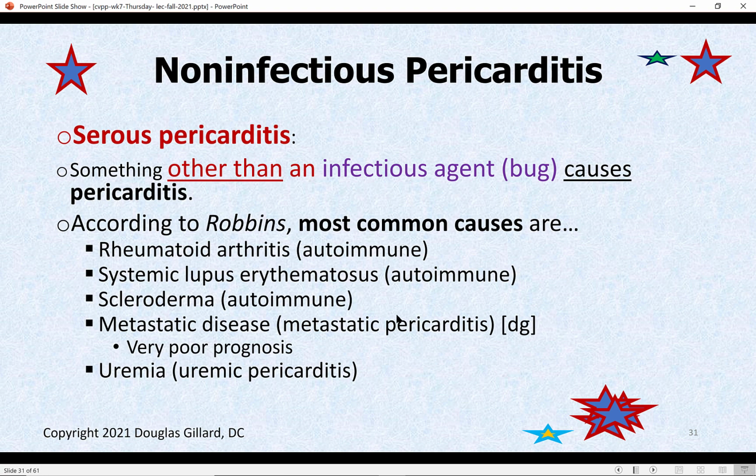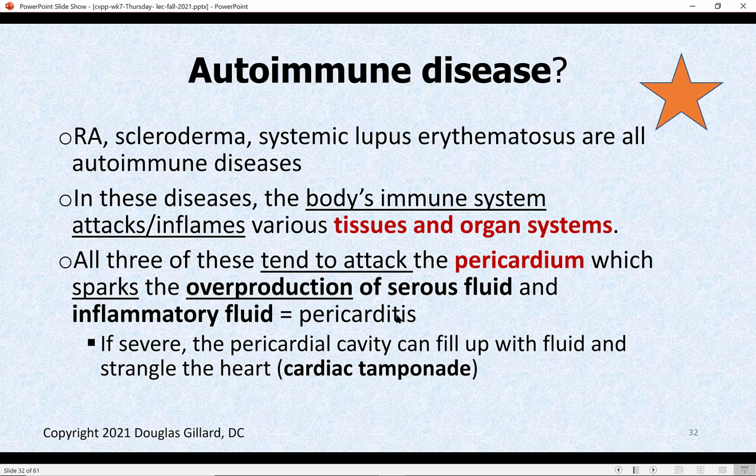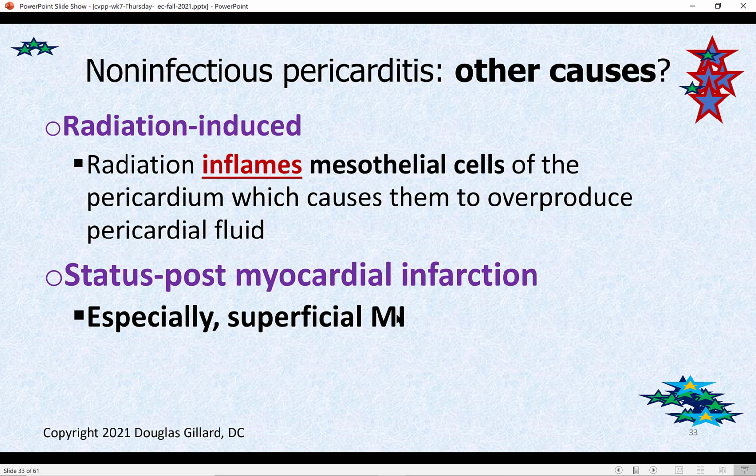Uremic pericarditis is interesting. That's from end-stage kidney disease, where some kidney breakdown products get stuck. They flow throughout the body, and they get stuck in the pericardium, and the body doesn't like the looks of them, gets confused, and thinks they're an invading virus and attacks them. Autoimmune disease, this is everything I just said. You can read that. I just said that.